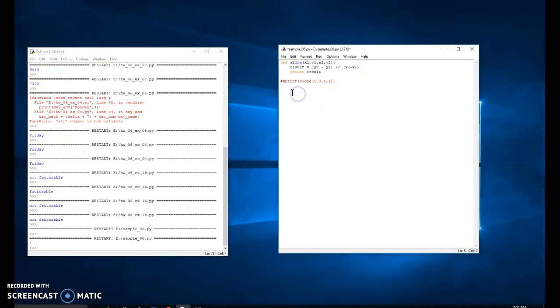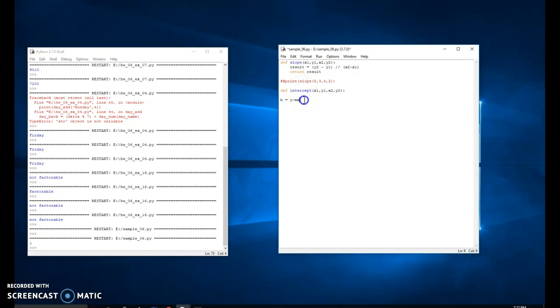Now that our slope is functional, we can make the y-intercept function. To figure this out, I need to remember that the equation of a line is y equals mx plus b. But if you were to isolate b in the equation, it would be b equals y minus mx. So this is what I'm trying to solve for, b.